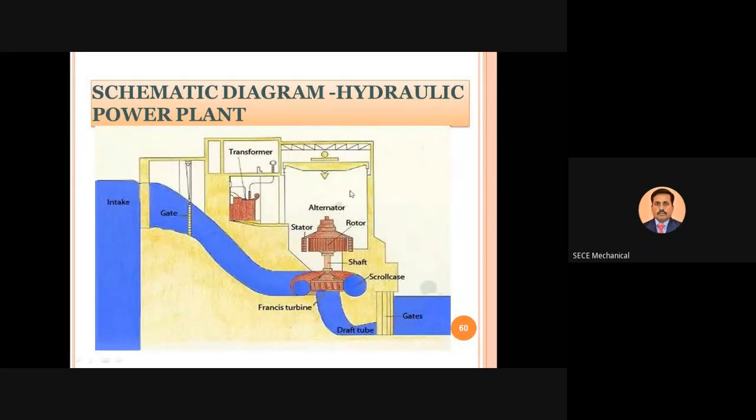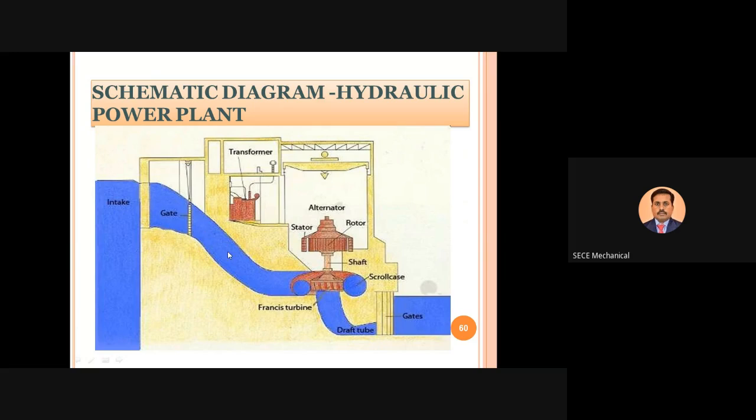So here you can see the schematic diagram of the hydro power plant. In that, we can see the important components. The first one is the construction of the dam, that is the reservoir, the storage area of water. Then we need a shutter or gate system. With the help of this gate or shutter system, we can transfer the water from the reservoir to the turbine. So that is called the gate.